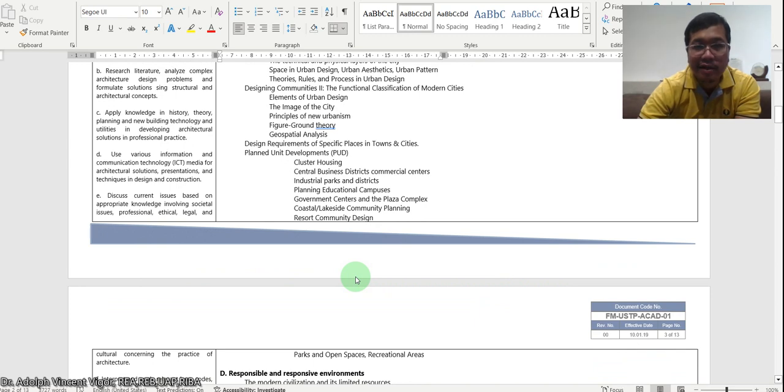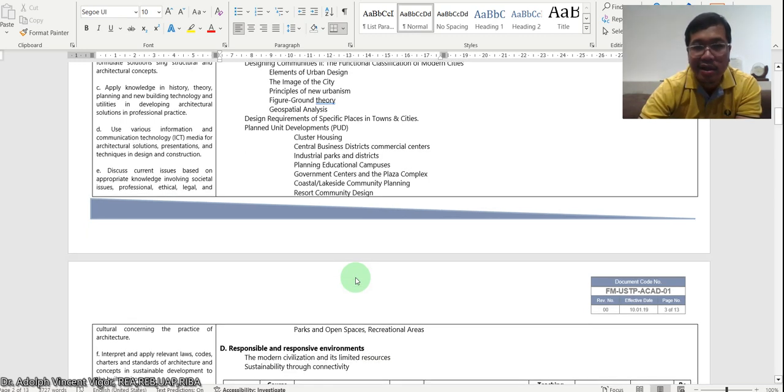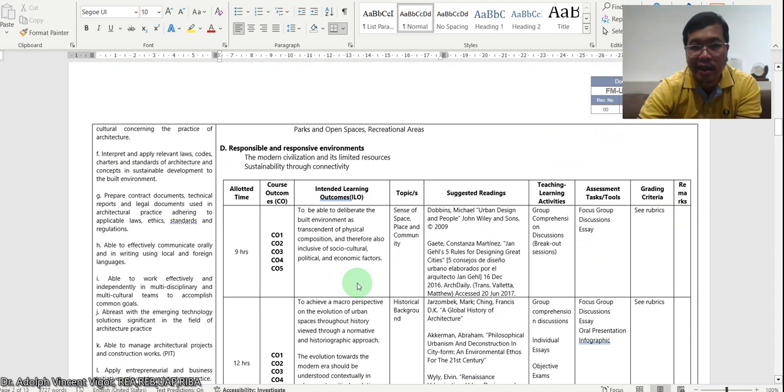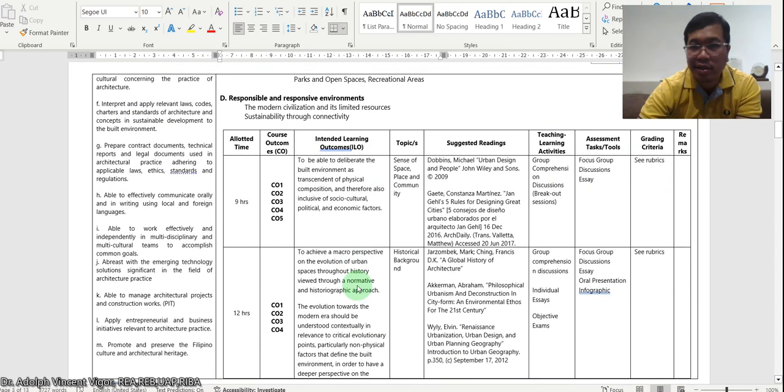Then we also have the design requirements of specific places in towns and cities. Then planned unit developments, or PUD: we have cluster housing, central business districts, commercial centers, industrial parks and districts, planning educational campuses, government centers and the plaza complex, coastal or lakeside community planning, and resort community design. So these are the allotted time, the topics, and the intended learning outcomes.